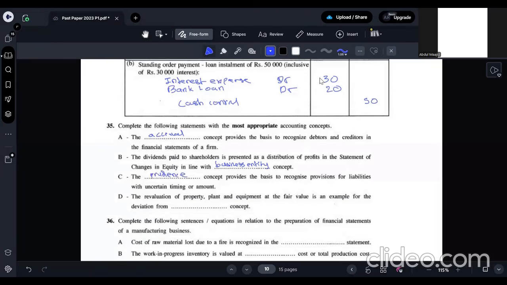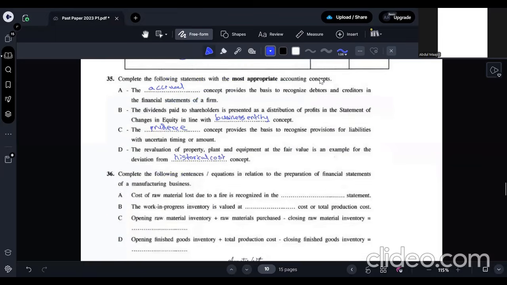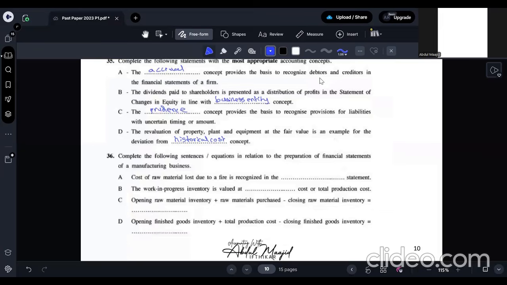The revaluation of property, plant and equipment at the fair value is an example for the deviation or violation from historical cost concept. Okay, then 36. Complete the following sentences or equation in relation to the preparation of financial statement of a manufacturing business. Cost of raw material loss due to fire is recognized in the, so if there's a raw material destroyed, you have to remove it from the raw material under prime cost and you should record it as other expense in the income statement or statement of profit or loss. You can say income statement.